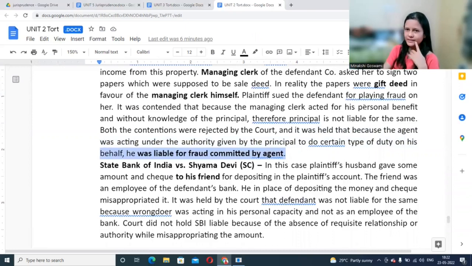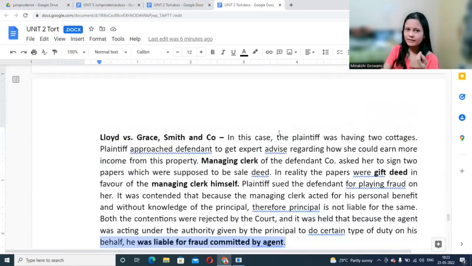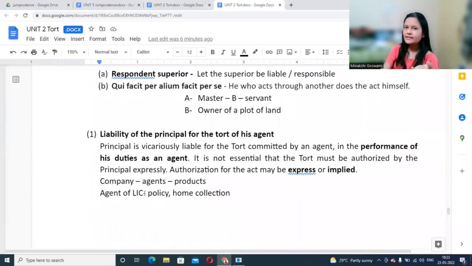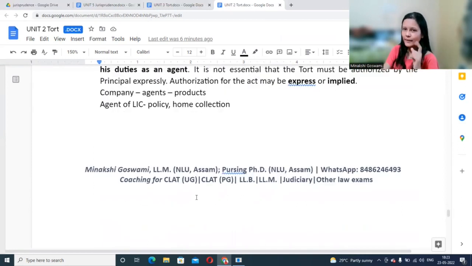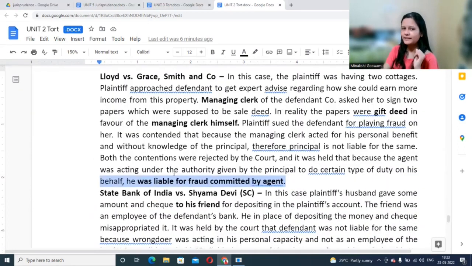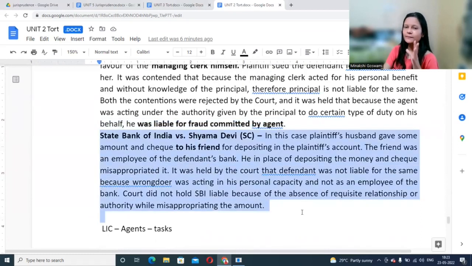So what is happening here? The company had authorized the person, right? And that's why the court said that no, you are vicariously liable. Same way with LIC, right? LIC also authorizes its agents that you can do home collection in order to make this entire process convenient for our customers. There also LIC can be held liable because LIC is authorizing the agents. But this is not applicable in the next case, which is completely different.